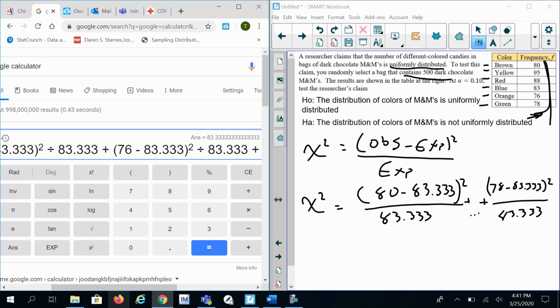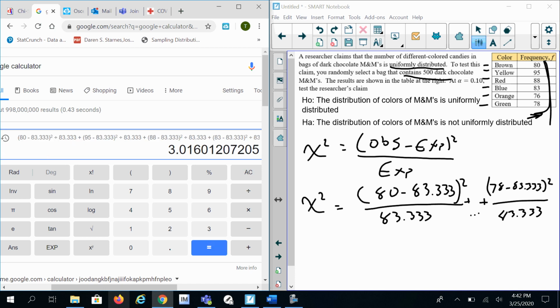So plus parentheses 78 minus 83.333 squared divided by 83.333. Now, if I did this right, this should be a small number. You'll notice that a lot of the observed values are very close to 83.333, with the yellow being a little bit far away. So I don't think this is going to be big. Let's go ahead and take a look.